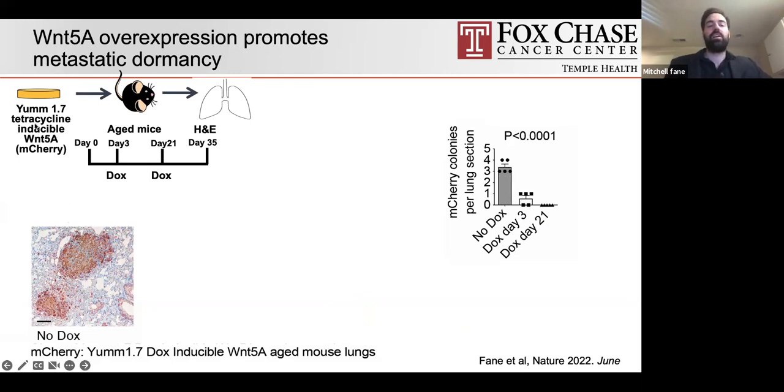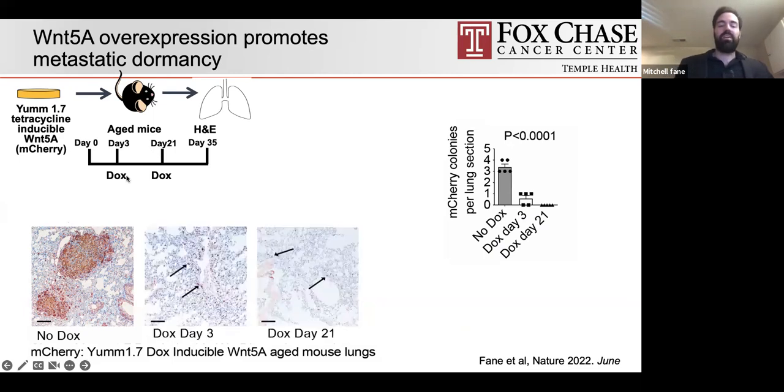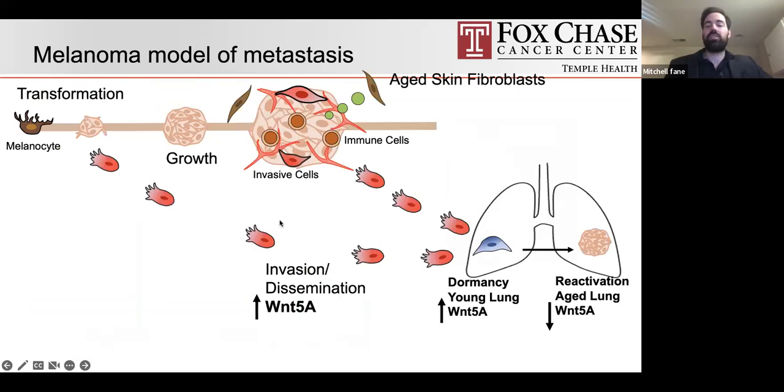And what we did this time, however, is we overexpressed Wnt5a instead of knocking it down. And when we overexpress Wnt5a, either at day 3 or day 21, what we find is that we're able to get a large number of cells reaching the lung because it's driving this dissemination effect, but they're not able to grow out as these larger metastases. They're only able to form these single cells, as you can see here. So indeed, this seems to suggest that Wnt5a drives this dormancy phenotype initially once it gets to the lung. And what we find is that in the young lung, it seems to maintain this high level of Wnt5a expression to maintain dormancy, whereas in the aged lung, it seems to be able to knock down Wnt5a to induce reactivation.